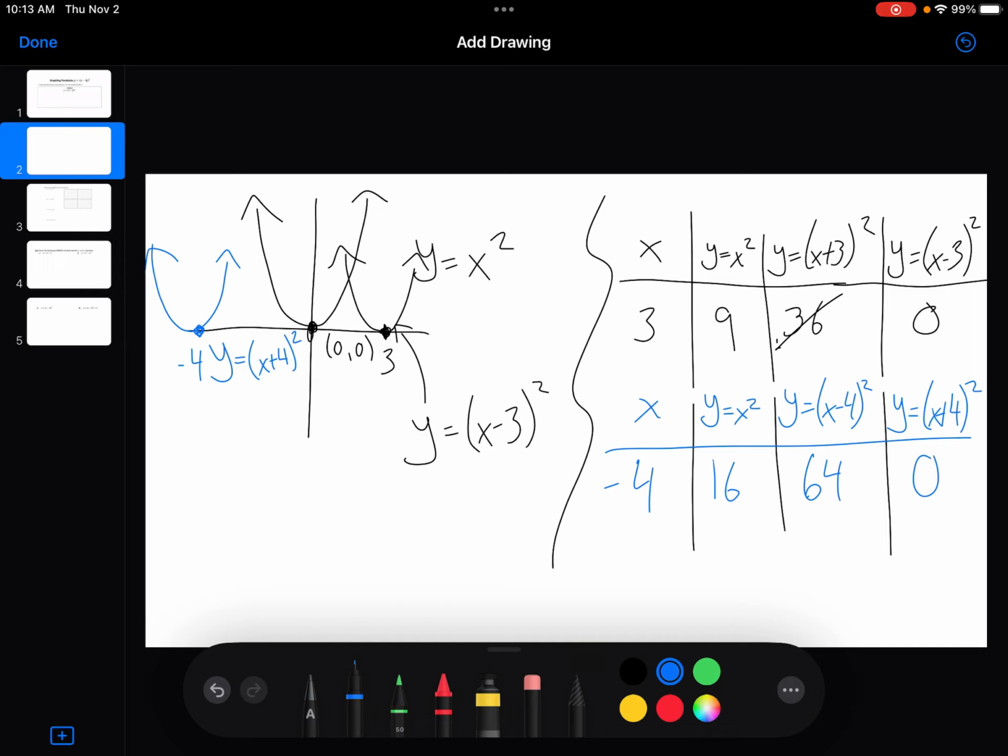So when we're inside the brackets, we're always doing the opposite of what it says. If it says minus 4, we're moving plus. If it says plus 4, we're moving minus.